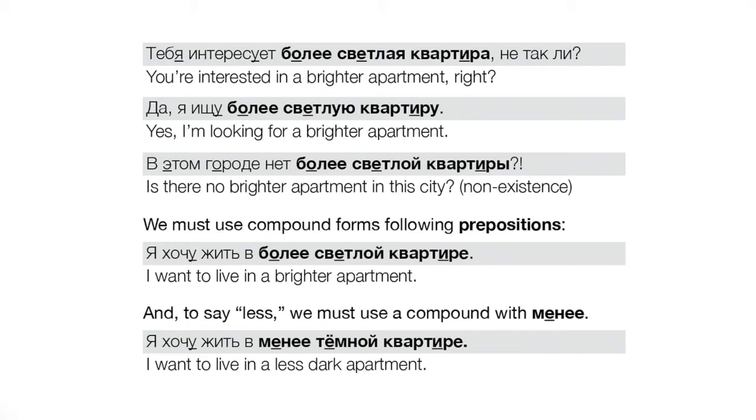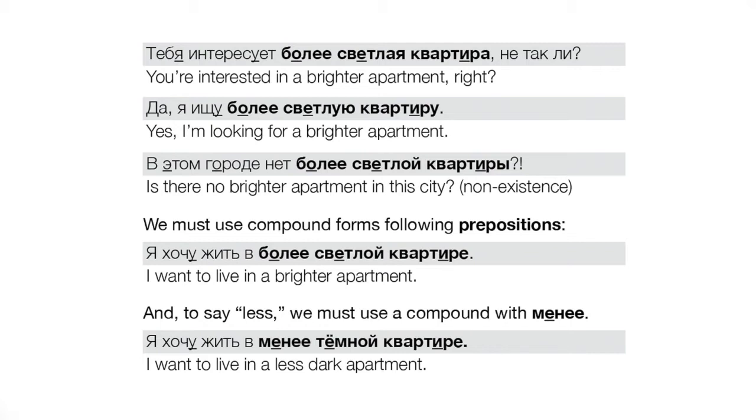Now, similarly, if we take the same example and put it into other cases, right? I'm looking for a brighter apartment. Well, I'm looking for an apartment. That's got to be in the accusative, right? We've got to have a case ending there for the adjective that will agree with its noun, right? So, я ищу более светлую квартиру.